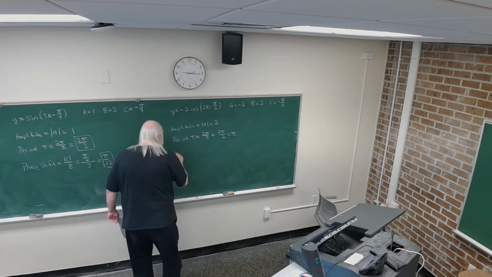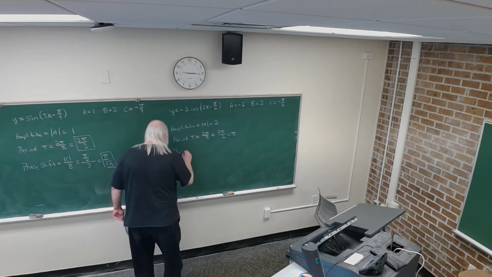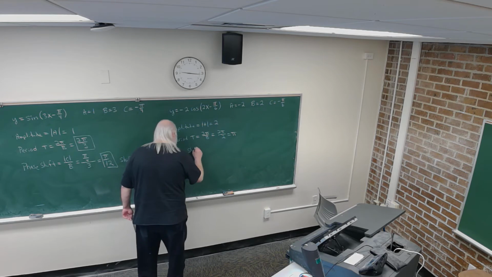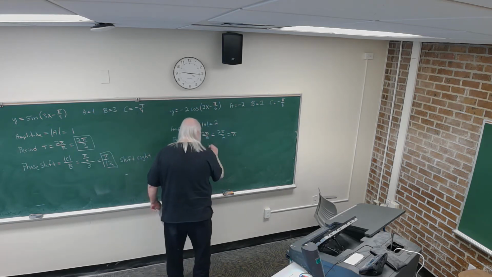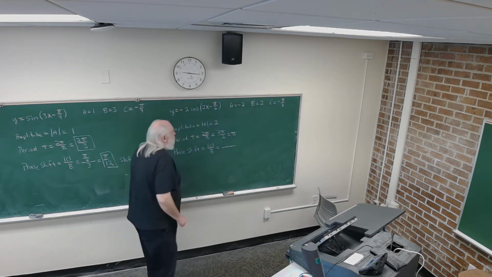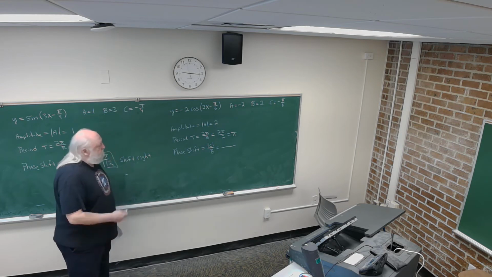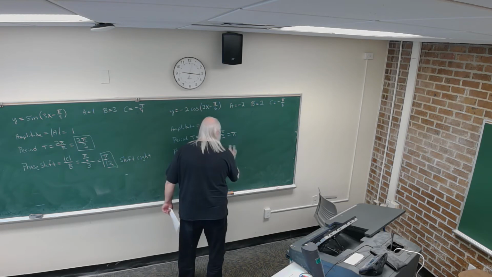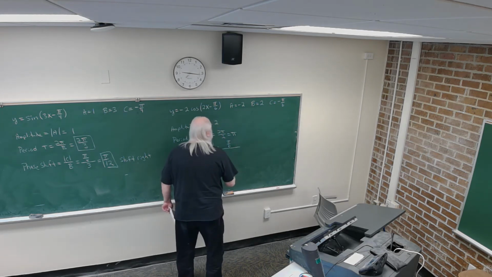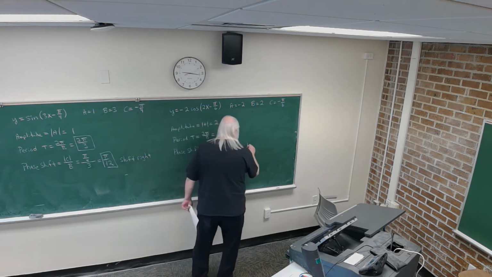The phase shift is equal to the absolute value of c over b. c is minus pi over 6, so the absolute value of minus pi over 6 is plus pi over 6. b is equal to 2, and pi over 6 divided by 2 is pi over 12.